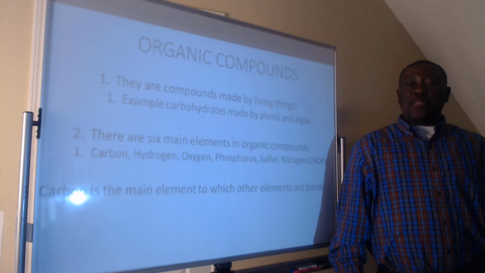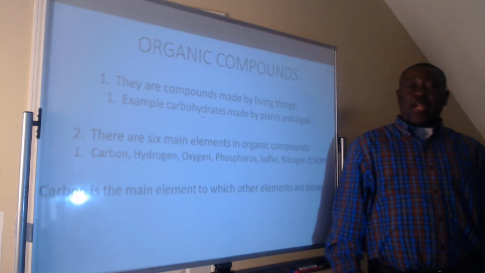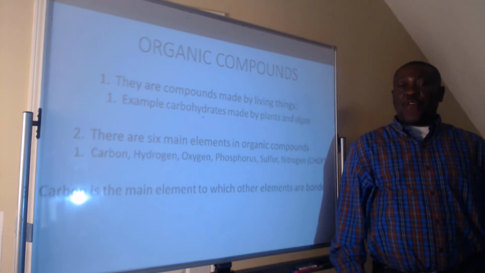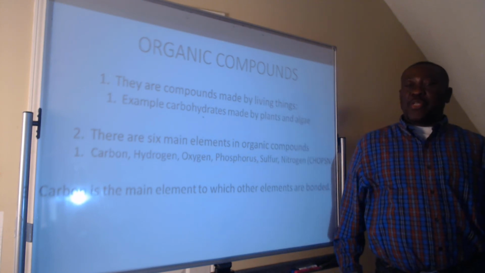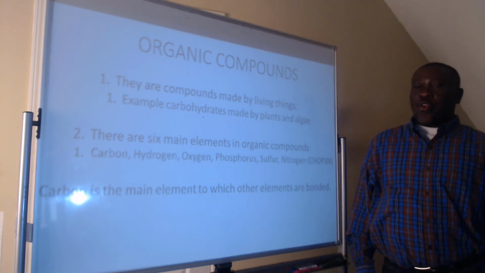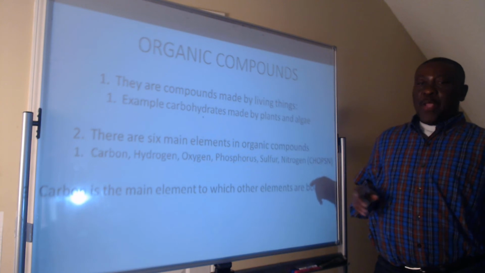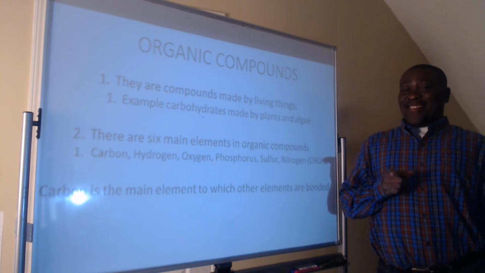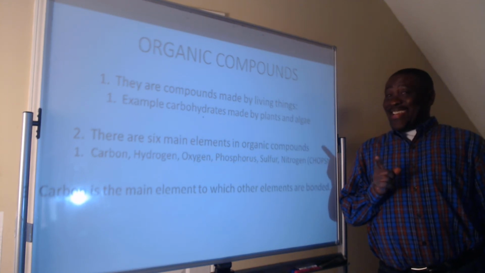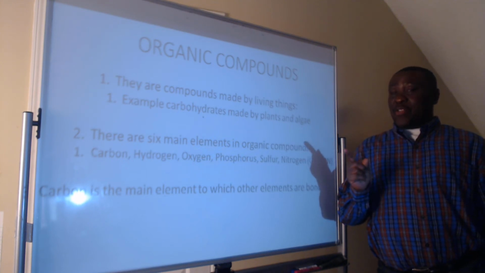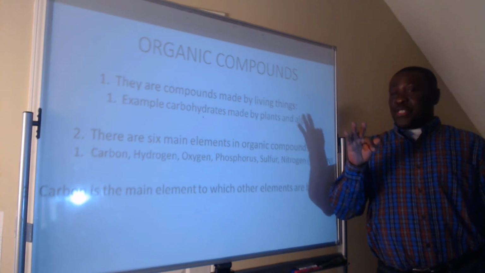Those are the 6 main elements found in organic compounds: carbon, hydrogen, oxygen, phosphorus, sulfur, nitrogen, or CHOPSN. So you can use an acronym and just call it CHOPSN. Not chopstick, but CHOPSN. See, all are capital letters. So that's an acronym for the 6 important ones.